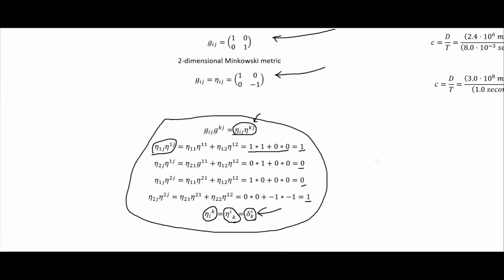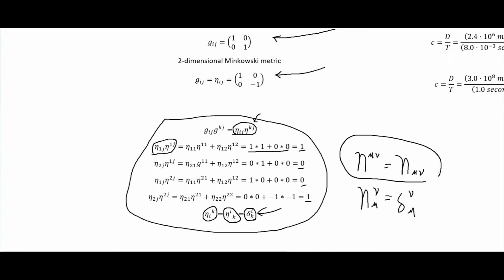But it is the case, and I said before, that eta with upstairs indices is just equal to eta with downstairs indices, whereas eta with a downstairs and an upstairs index is just the Kronecker delta, so nu and mu. So yeah, that's just a little bit of index gymnastics for the Minkowski metric.